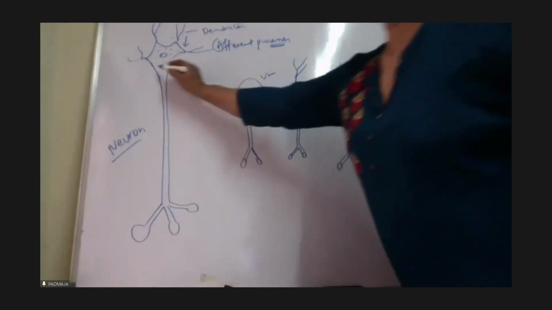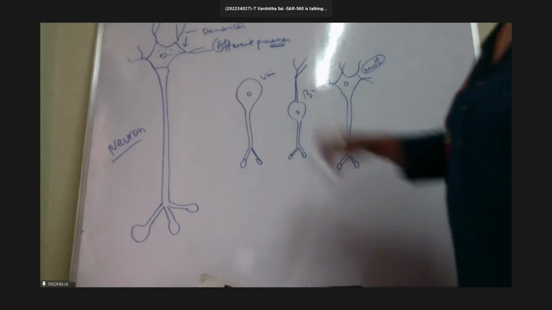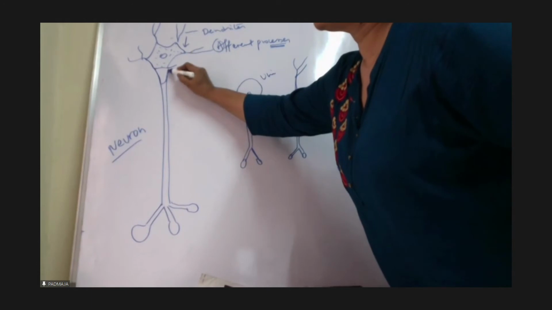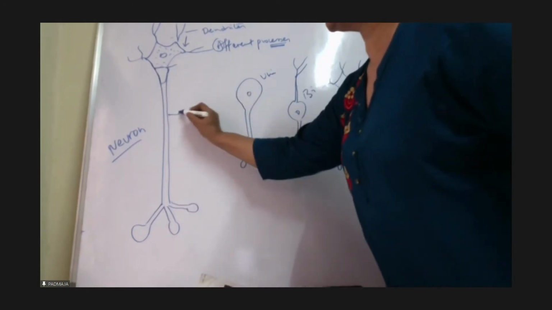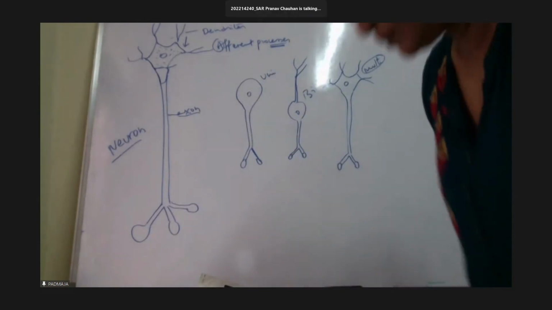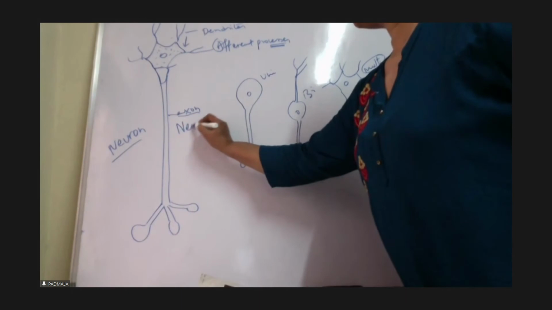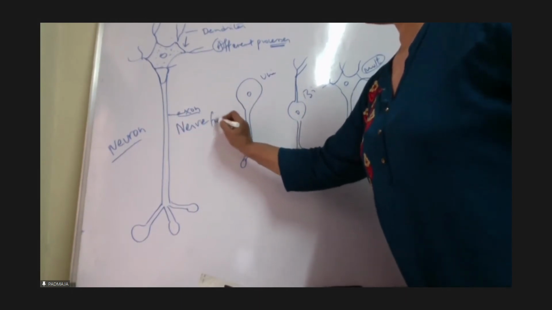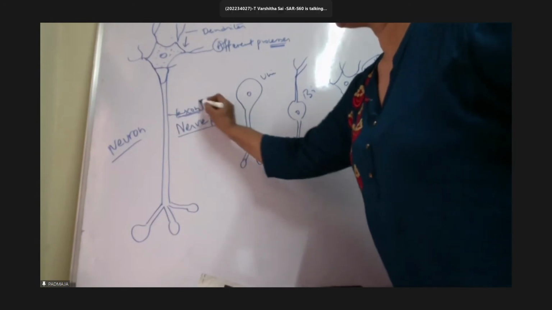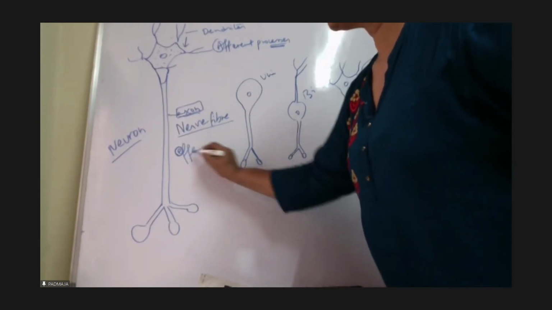The starting portion of the axon is called the initial axon segment, the axon hillock. And what is the name for the axon? Nerve fiber. And according to function, what is it also called? Efferent process. Efferent means exiting, away from the cell body.